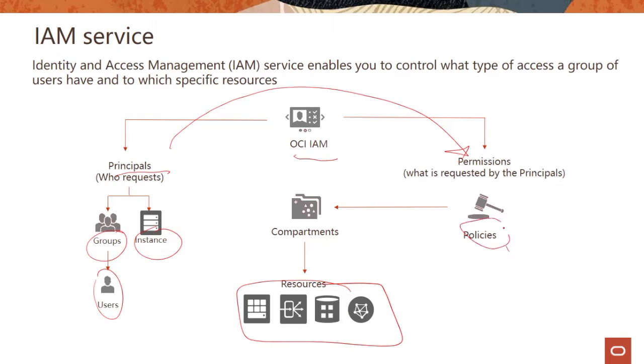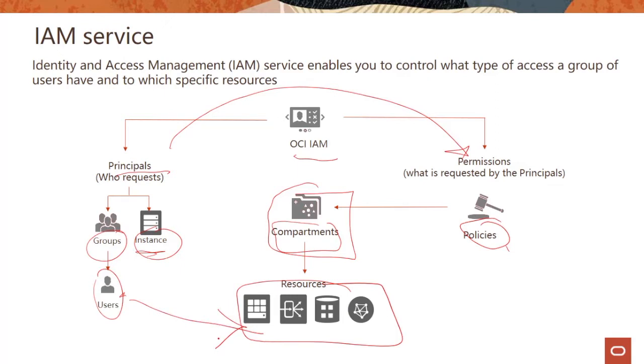We represent them in OCI using this construct called policies, and the policies work on this new construct called compartments. So you can think about it this way. Resources have a logical place where they live, which is the compartment, and the policies act on the compartment, and you basically attach the policies to the groups or instances so that these users can access these resources.